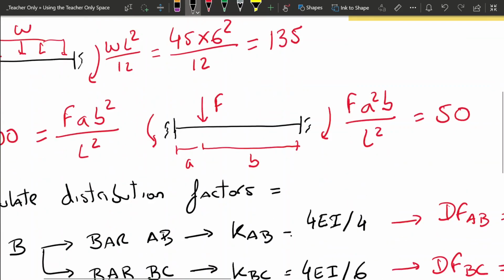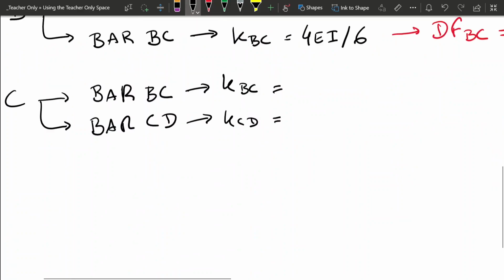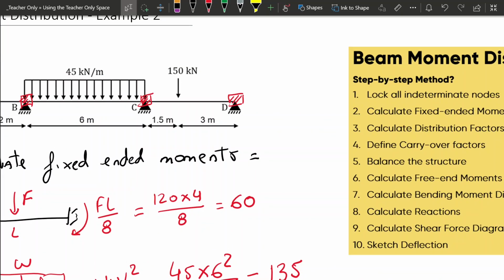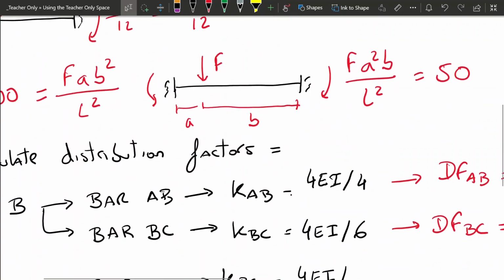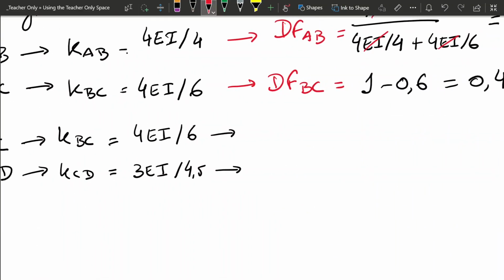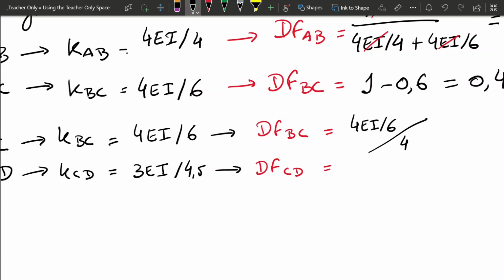So when we calculate the distribution factor for bar CD, we're going to assume it to be 3EI over L, while bar BC, which is indeed fixed, we assume to be 4EI over L. The lengths of the two bars are 6 and 4.5. These are the stiffnesses we have to use to calculate the distribution factor. Same as before, here is going to be the stiffness of bar BC divided by the sum of the two.